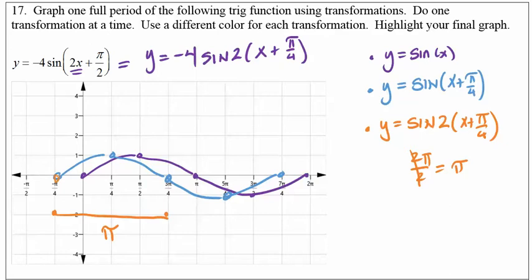Well, I'm going to start at negative pi over 4. I'm going to end at 3 pi over 4. So I'm a sine curve, so halfway between I'll be at 0, a quarter of the way I'll be up at 1, 3/4 of the way I'll be down at -1. So here is my new period for the sine curve, sine 2x plus pi over 4.